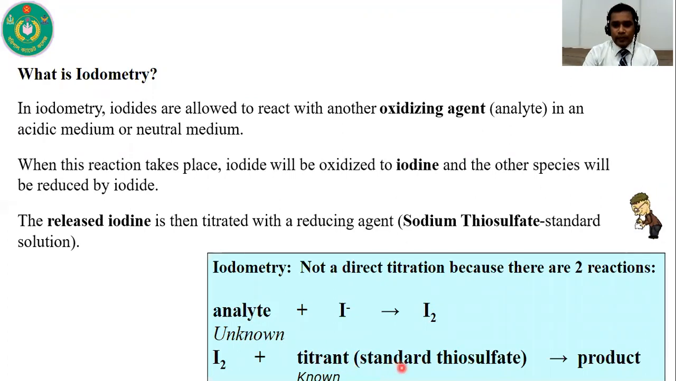As this is a standard solution, that means its concentration is known to us. So by calculating the volume or amount of titrant, we can find out the amount of iodine. And if we find the amount of iodine, we can find the amount of analyte. So we can say that iodometry is an indirect process to find out the concentration of analyte.